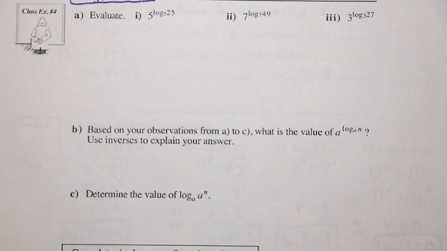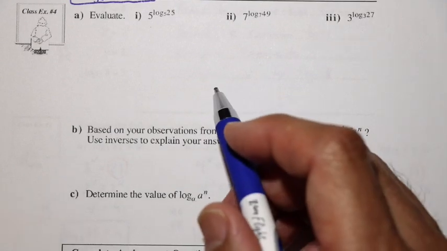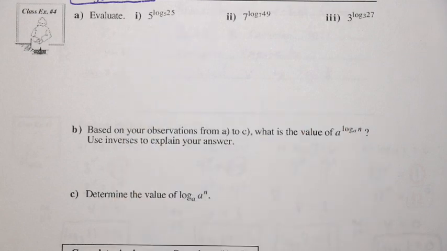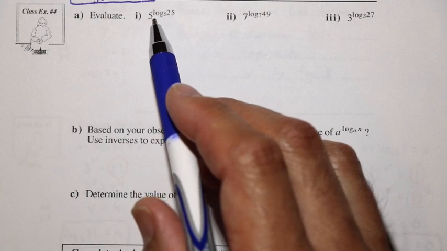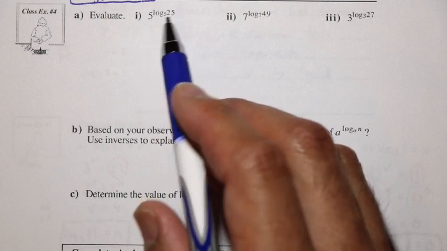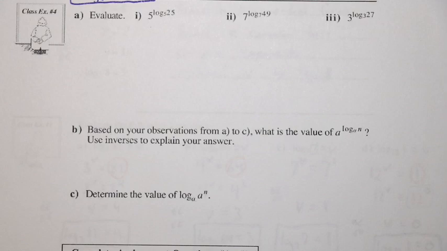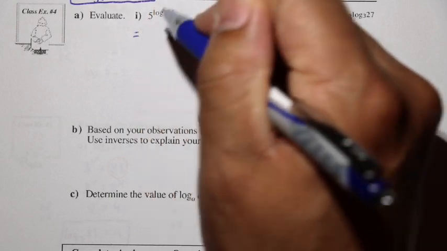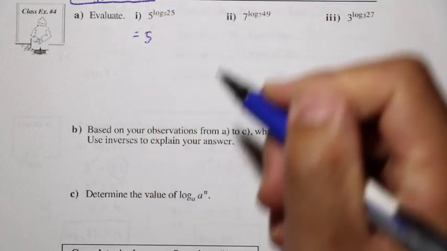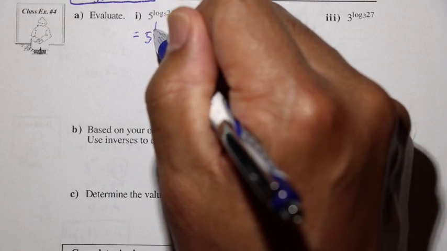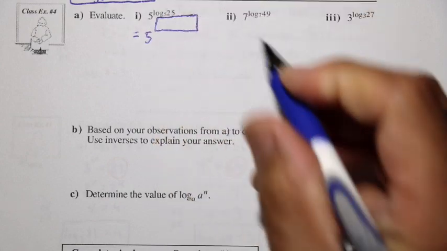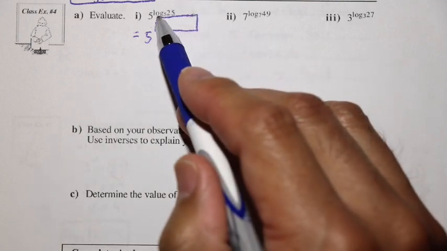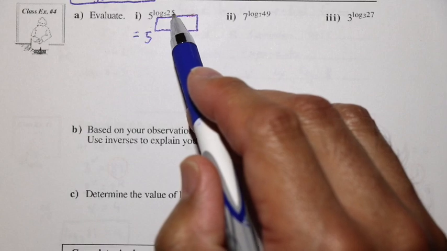Let's take a look at class example 4 and evaluate 5 to the exponent log base 5 of 25. Now this does look complicated. We have 5, and in the exponent is a log expression, but don't be afraid. We will take a look at making this equal to 5, and then looking in the exponent, kind of like a magnifying glass or focusing in, like Google Earth, and just focusing on this part here, log base 5 of 25.